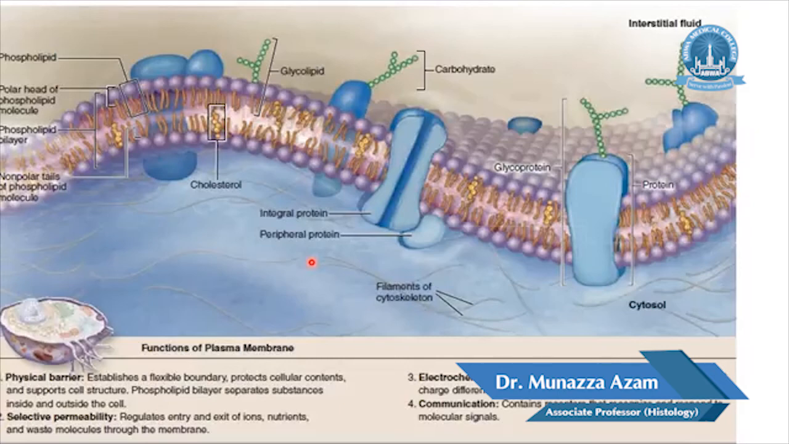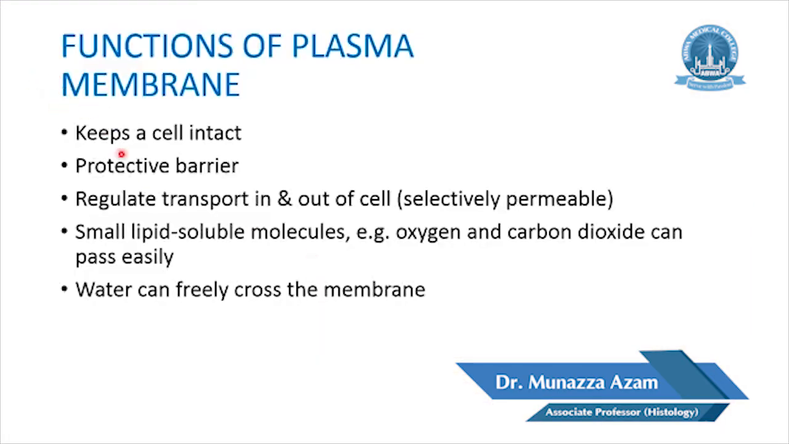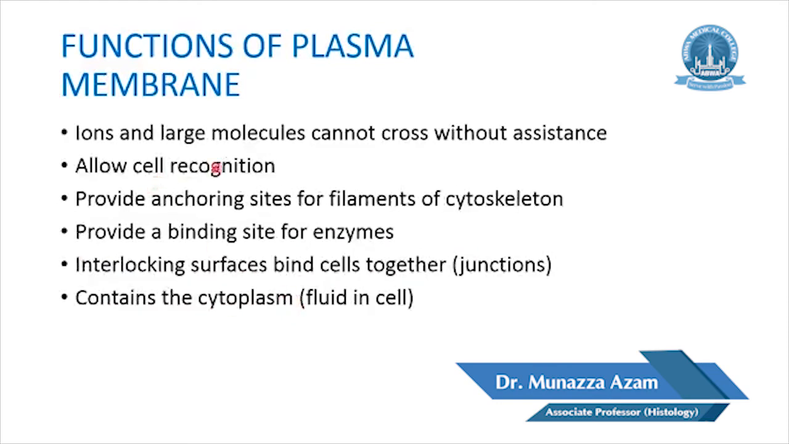So, the cell membrane keeps a cell intact. They act as protective barriers for the cell and regulate transport in and out of the cells. They are selectively permeable, and small lipid molecules, for example oxygen and carbon dioxide, can pass easily. Water can freely cross the cell membrane. Ions and large molecules cannot cross without assistance. They also allow cell recognition.